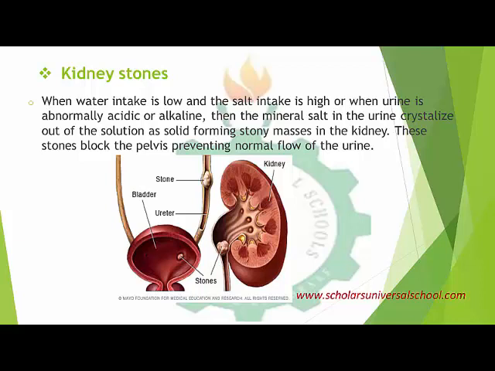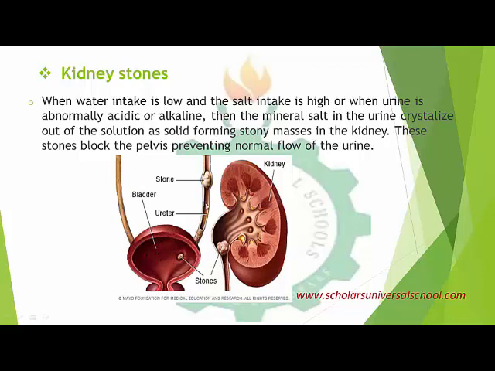Another kidney disease is kidney stone. When water intake is low and the salt intake is high, the urine is abnormally acidic or alkaline. Then the mineral salts in the urine crystallize out. We said that when salt intake is high, the body regulates it by reabsorbing some water so that the urine becomes turbid. So when you have that turbid urine and it stays in the bladder, which is where the urine is stored, it stays in the bladder.